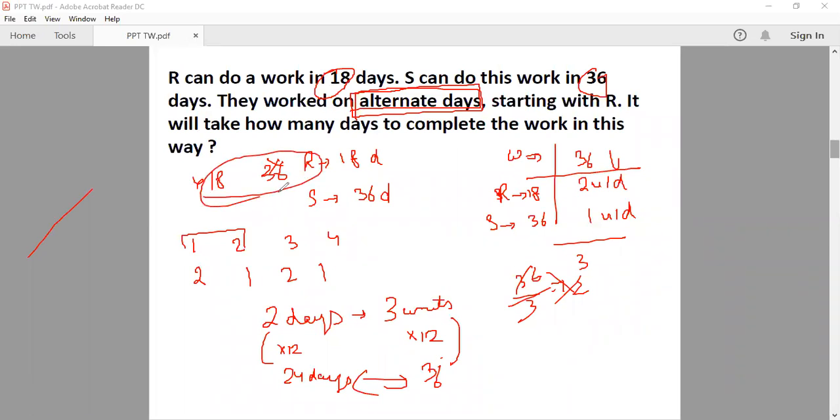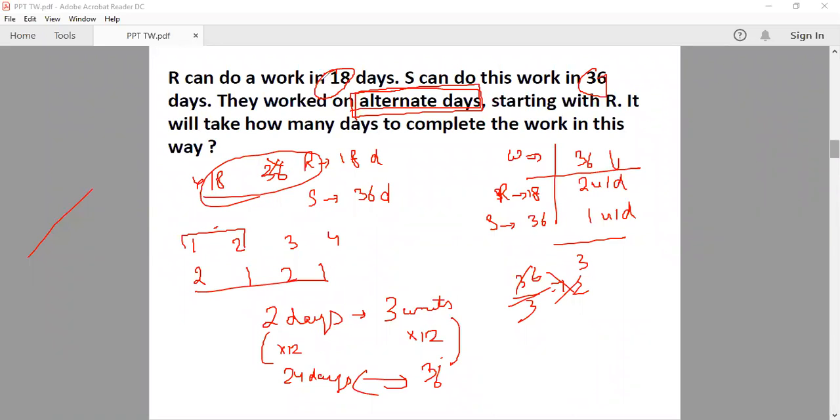Okay. मैंने आपको क्या बताया कि R is completing a work in 18 days, S is completing the same work in 36 days. LCM ले लिया मैंने, work आया 36 units, R is doing 2 units a day, S is doing 1 unit per day, and together they are doing 3 units in 2 days, right? So we have another 10 or 12 questions in the bucket list.